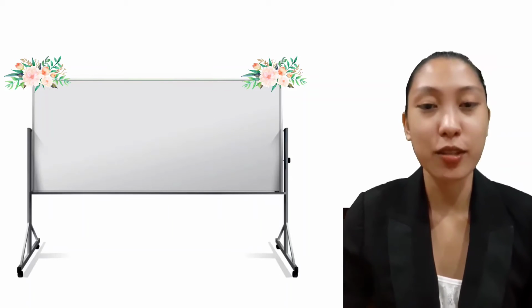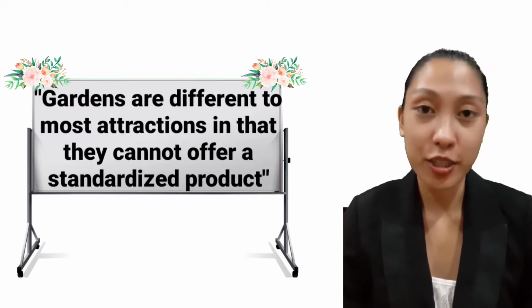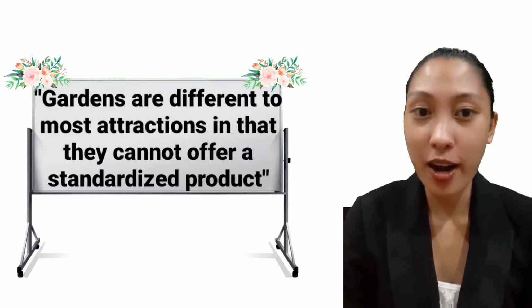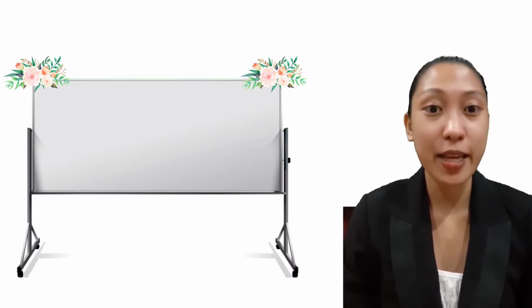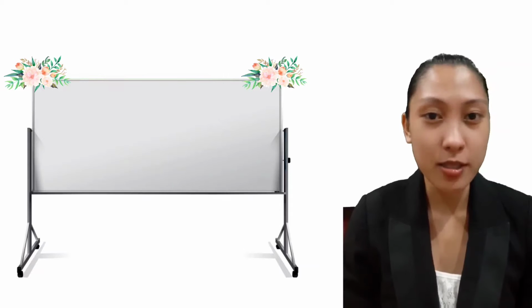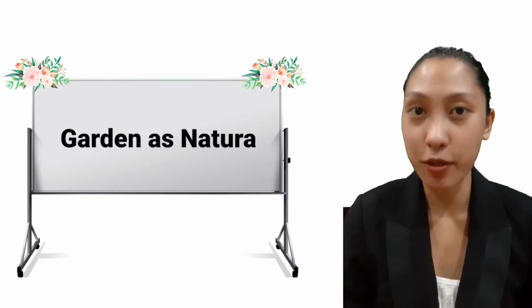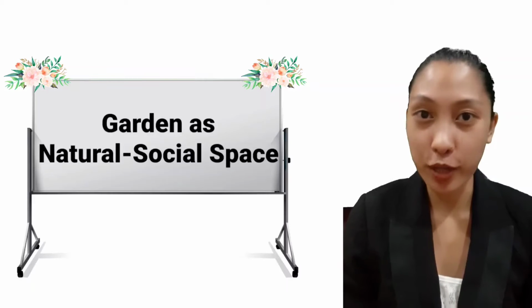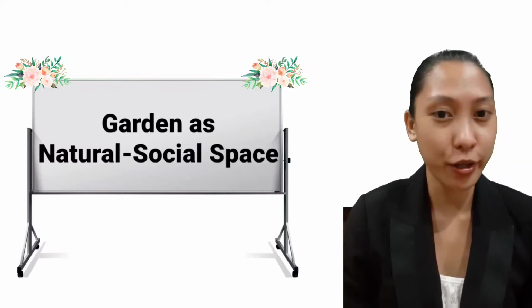Gardens as natural spaces. Gardens are different to most attractions in that they cannot offer a standardized product. The landscape is in a state of constant transformation because nature interacting with anthropogenic actions creates and shapes a garden. A tree may have grown naturally in a location or may have been transplanted there by a gardener.